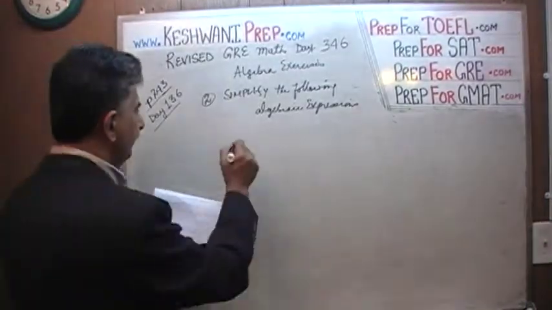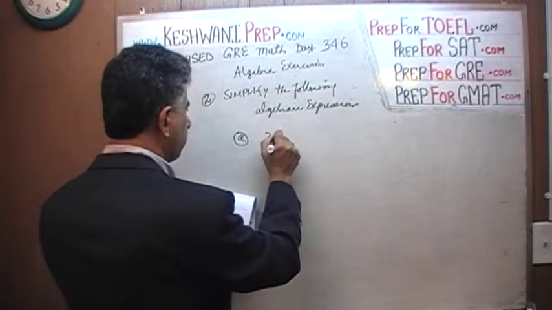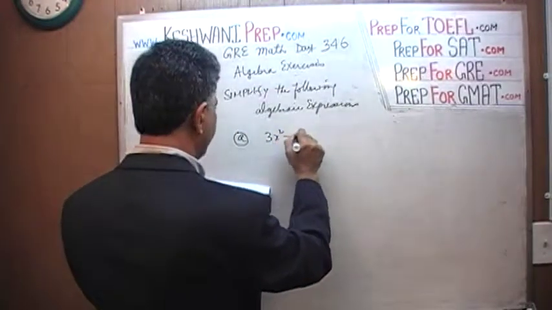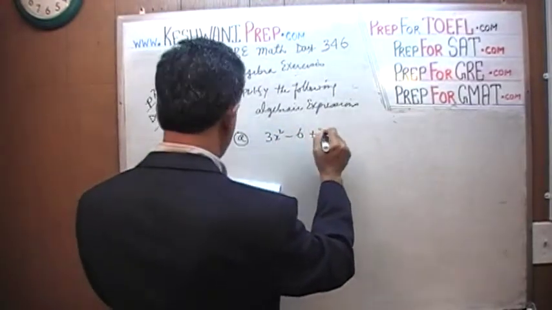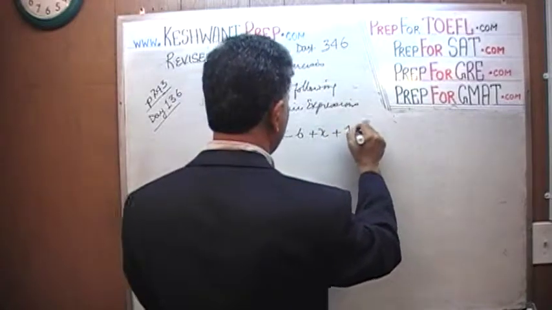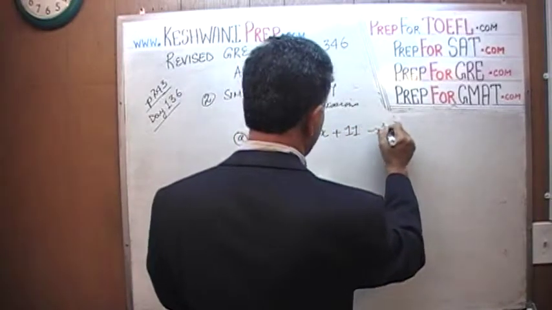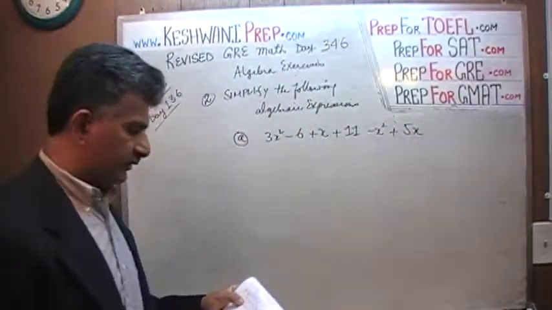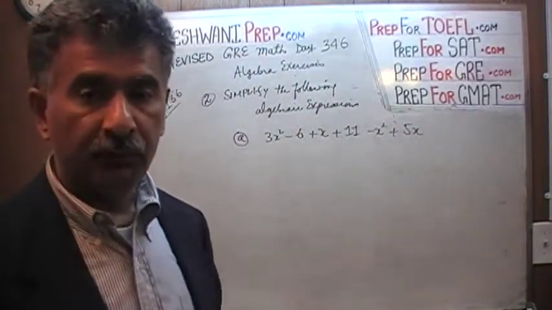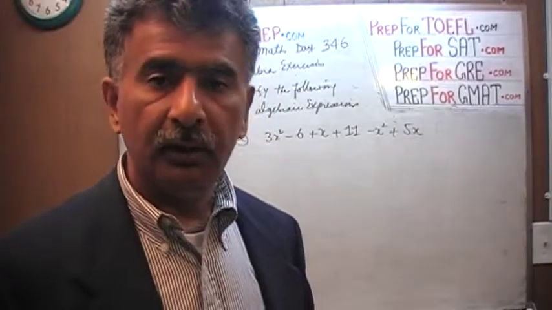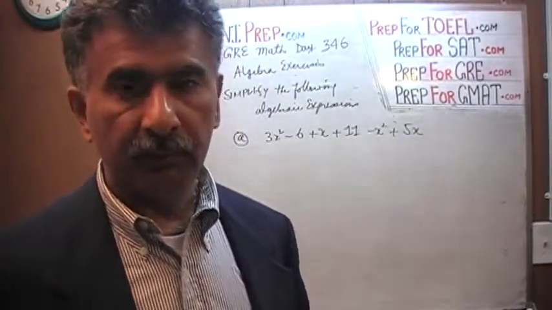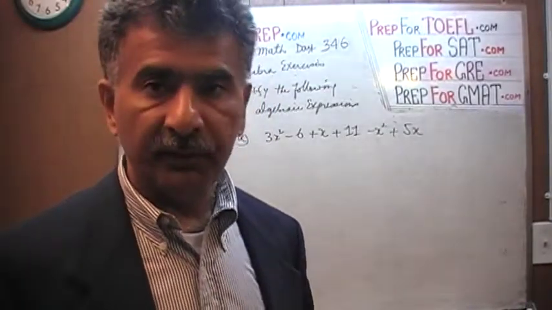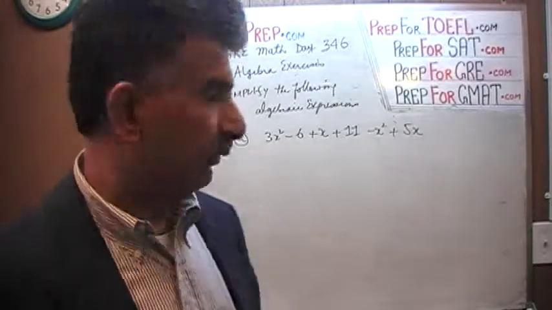3x squared minus 6 plus x plus 11 minus x squared plus 5x. These are the kind of things that I'm talking about. As I said before, if you need help in algebra, the help is there. You just have to avail yourself of it.